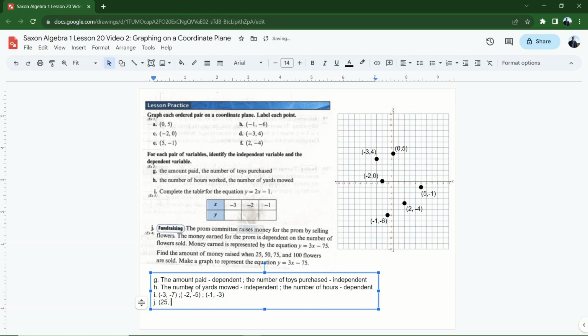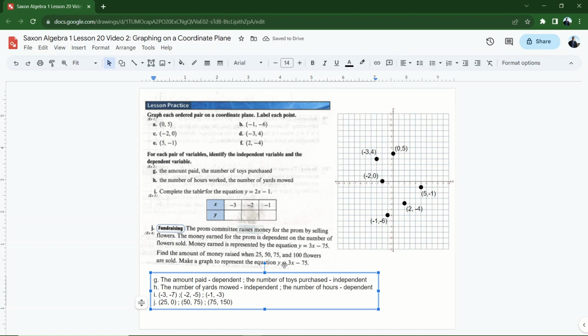If I plug in 25 for x, what do I get out for y? 3 times 25 is 75, minus 75 is 0. So if I plug in 25, I get 0 out. 25, 0 is a point on my graph. What if I plug in 50? 3 times 50 is 150, minus 75 is 75. I make $75. Okay? What if I plug in 75? 3 times 75 is 225, minus 75 is 150. So if I plug in 75, I make $150.